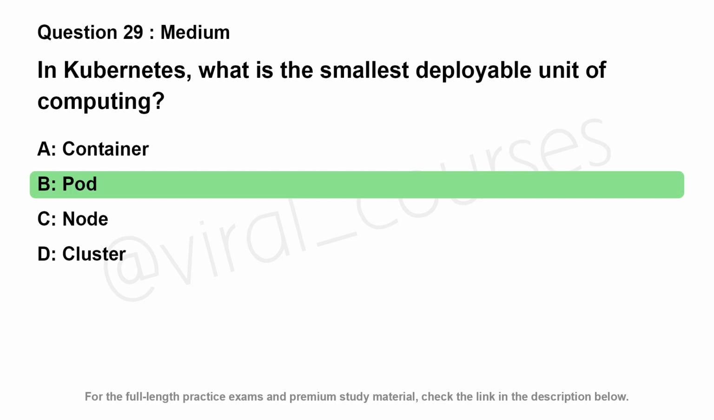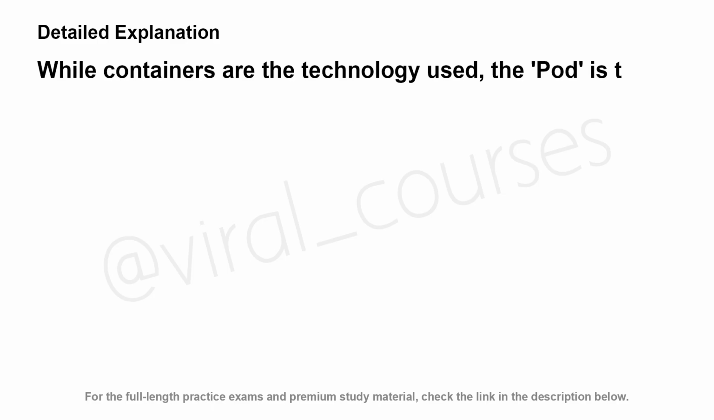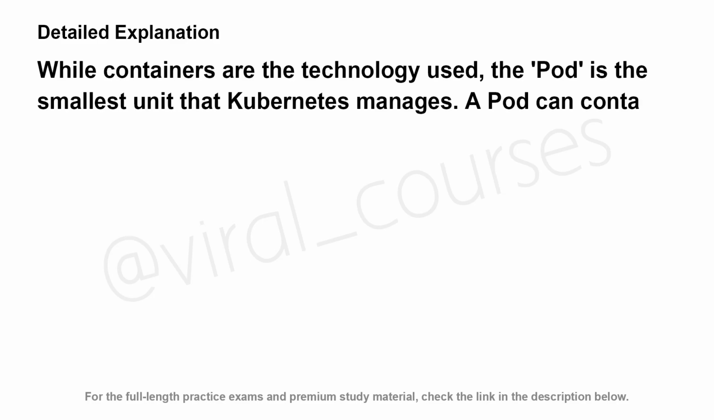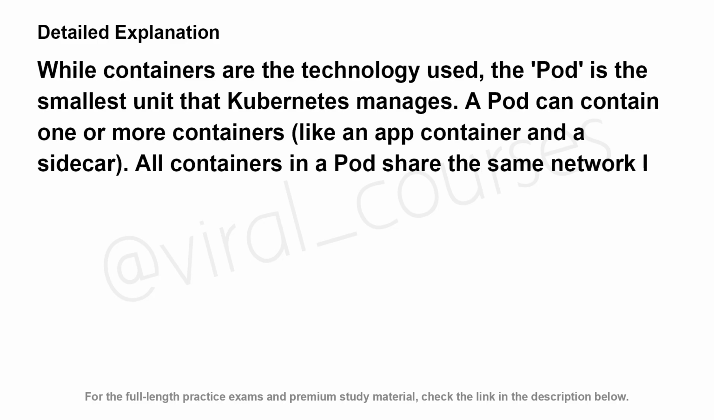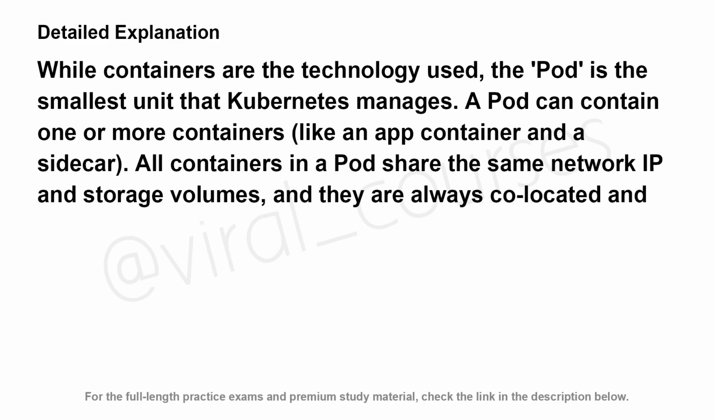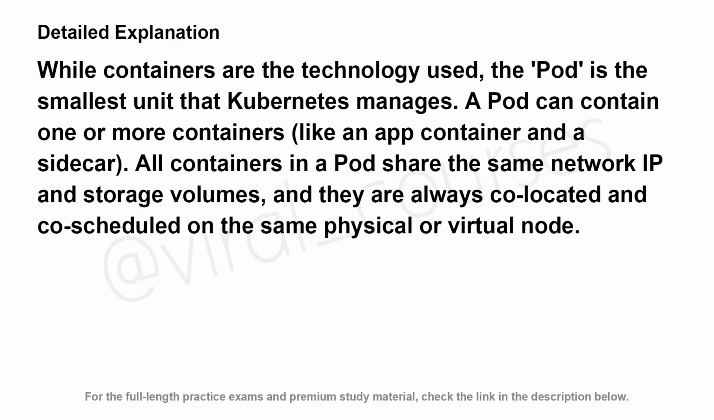The correct answer is B. While containers are the technology used, the pod is the smallest unit that Kubernetes manages. A pod can contain one or more containers, like an app container and a sidecar. All containers in a pod share the same network IP and storage volumes, and they are always co-located and co-scheduled on the same physical or virtual node.